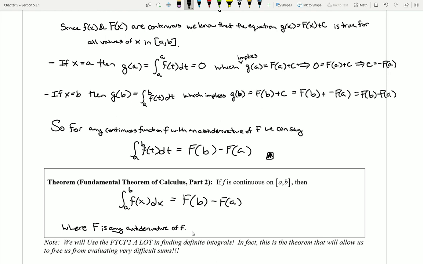This is amazing. This is going to be the theorem that is going to allow us to be free from evaluating really, really difficult sums like we saw back in some of the earlier sections. To find the area under the curve now, I can see this incredible, surprising link that really all I need is to understand antiderivatives. If I can find that my function is continuous and I can find an antiderivative of it, I have this unbelievable shortcut for calculating the area under the curve. And we'll see how this applies in many of the examples that remain in this section.